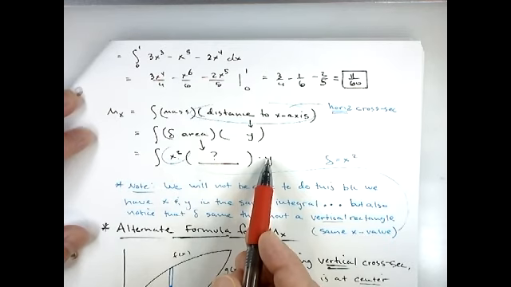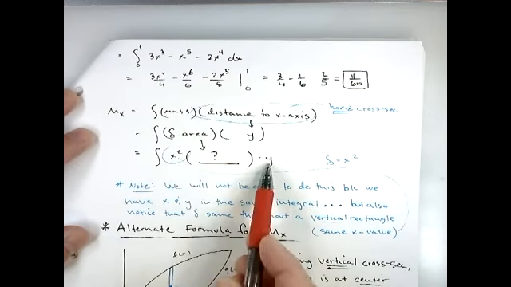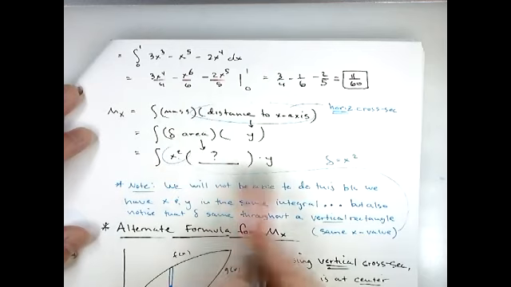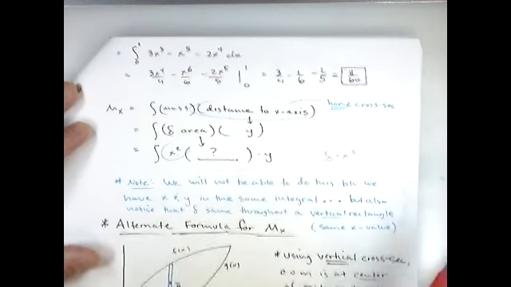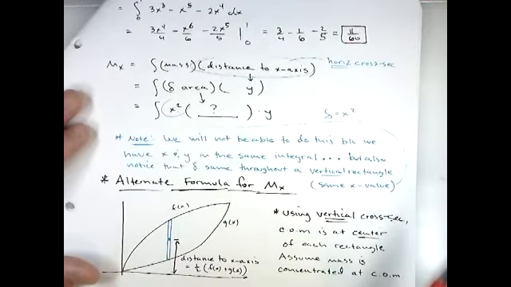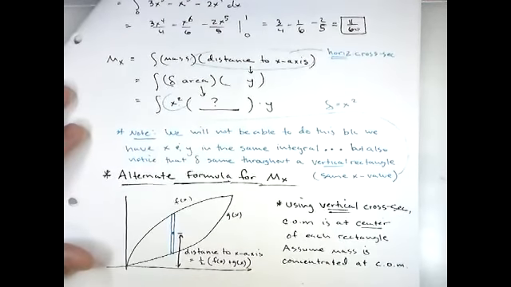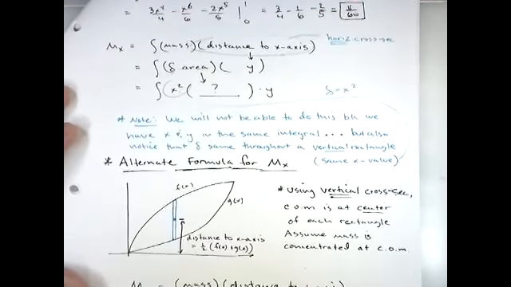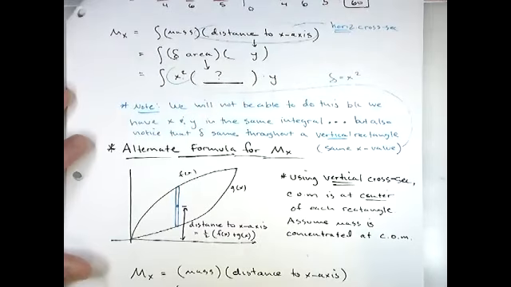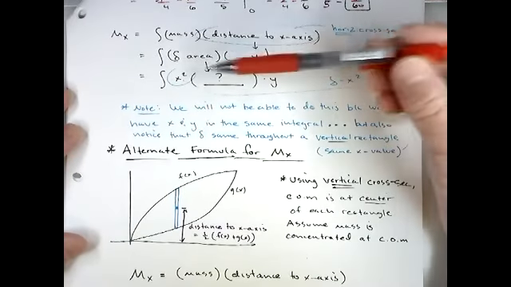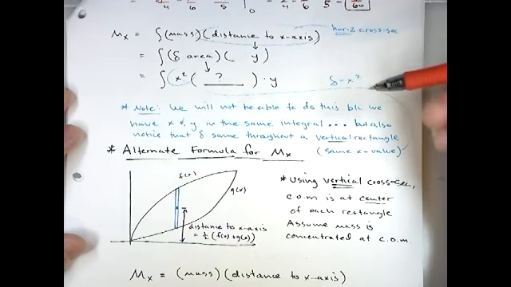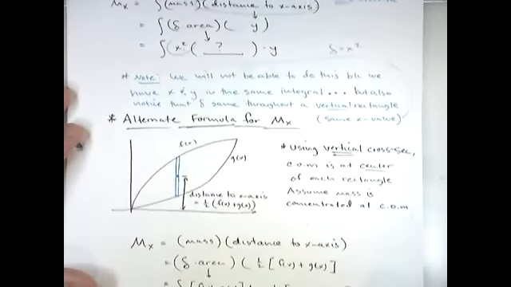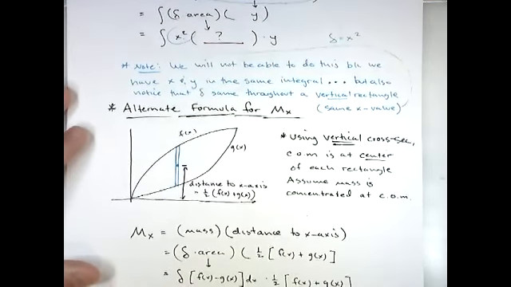When we get to 21D, we will be able to do this, but right now we can't do an integral in terms of two variables. So in this case, what we're going to use is an alternate formula for the moment about the x-axis. Because our density is x squared, we need to keep this integral in terms of x, which means we need to use vertical cross sections.